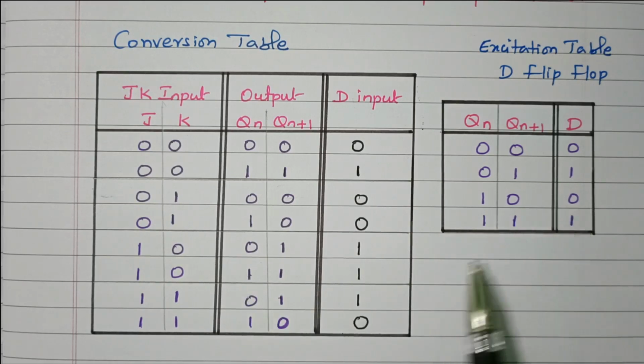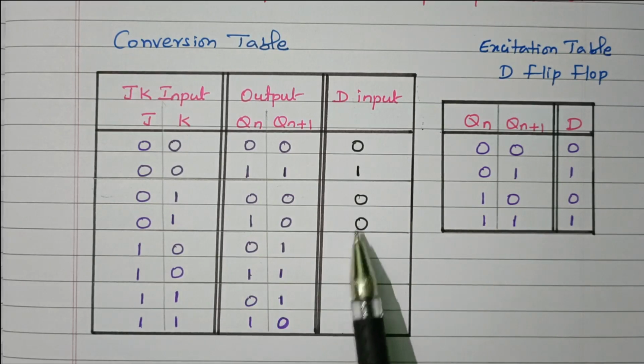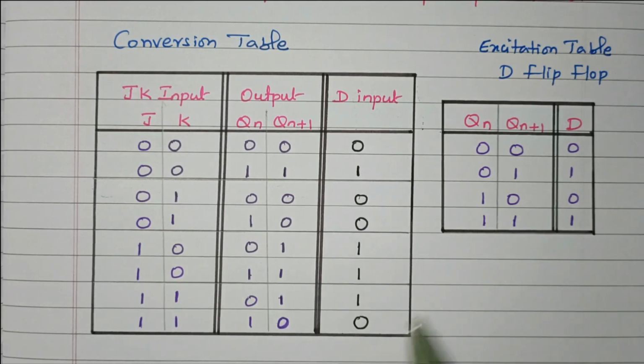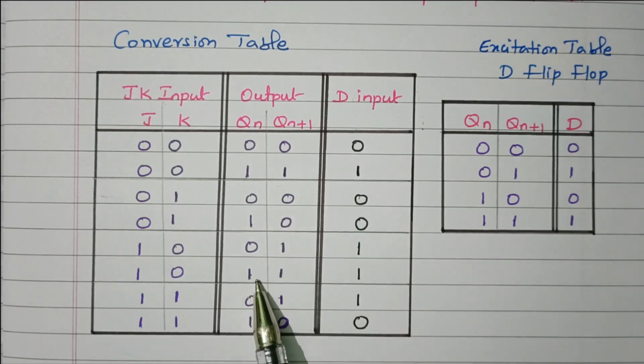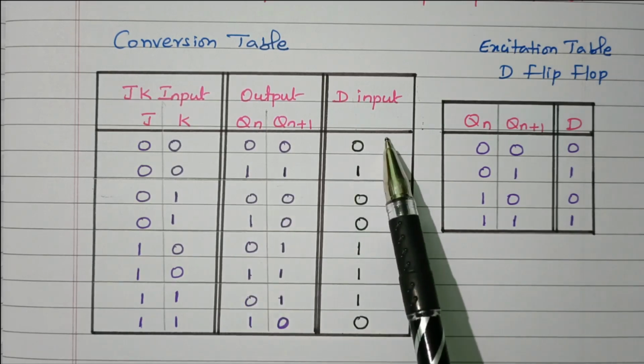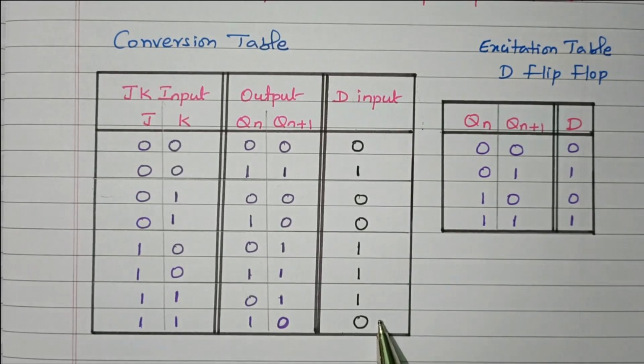1 0 means 0. Here 1 0 means 0. 1 0 means 0. 1 1 means 1. Here 1 1 is there, 1. Here one more 1 1, 1. So now we decided the D input based on the excitation table.